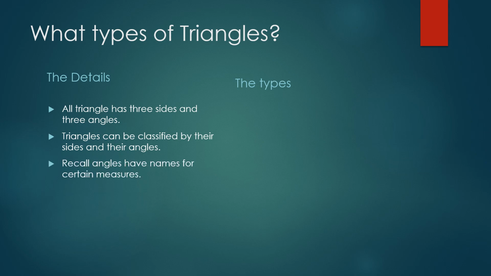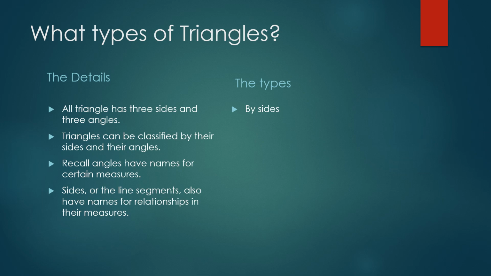Recall that we talked about angle measurements, how if it was between certain amounts, it was acute. If it was exactly 90 degrees, it was right. And if it was greater than 90 degrees, it was obtuse. We can do the same thing with a triangle. Because a triangle is a shape, it also has three sides, and we can use the side relationships to determine a triangle's classification.